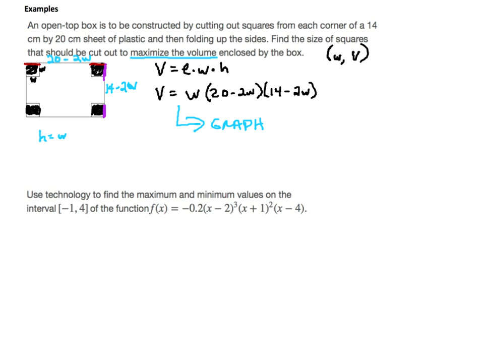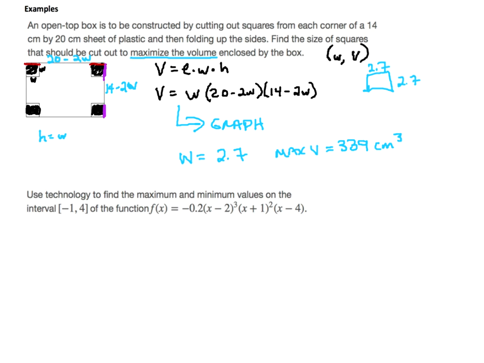Okay, so what this says is at a W value of approximately 2.7, I will get a max volume of 339 cubic centimeters. Okay, so find the size of the squares that should be cut out to maximize the volume. The size of the squares should be 2.7 by 2.7.